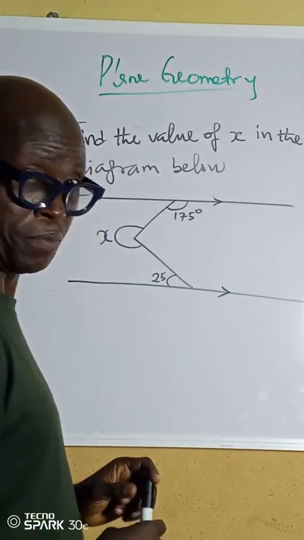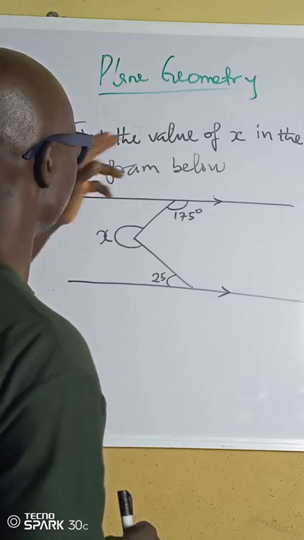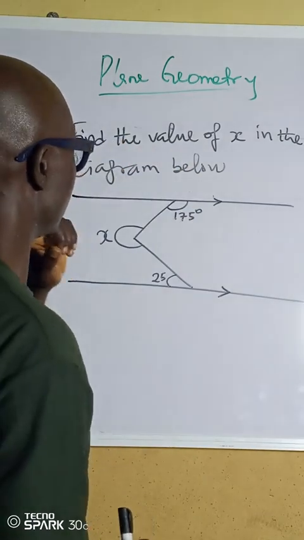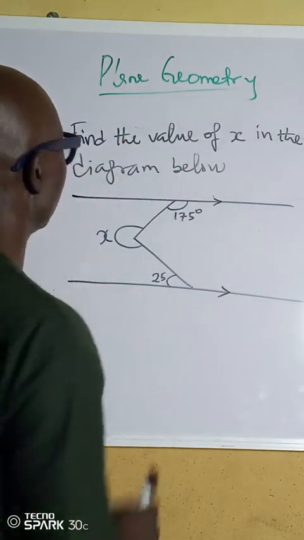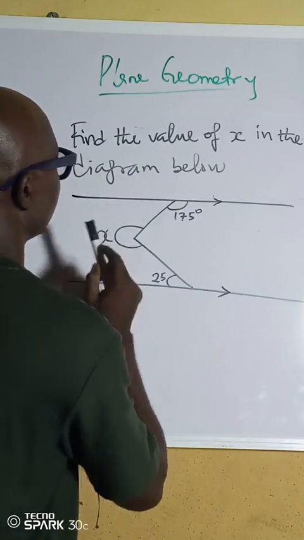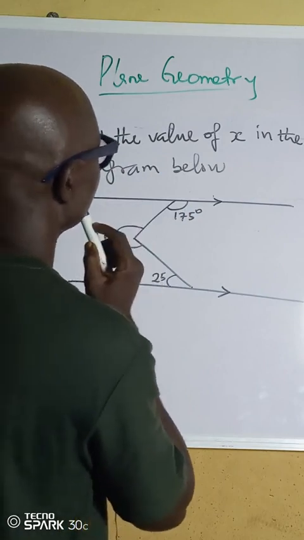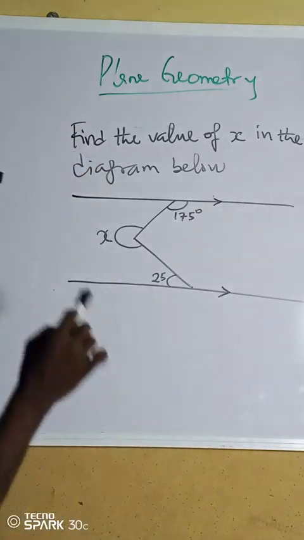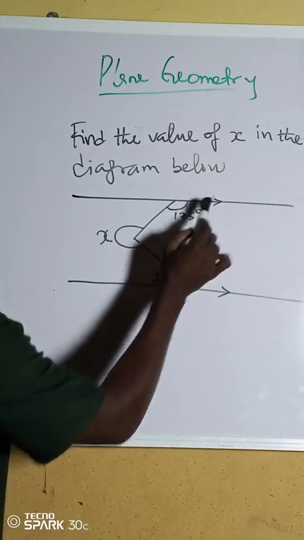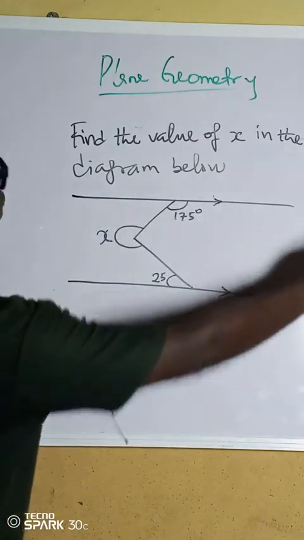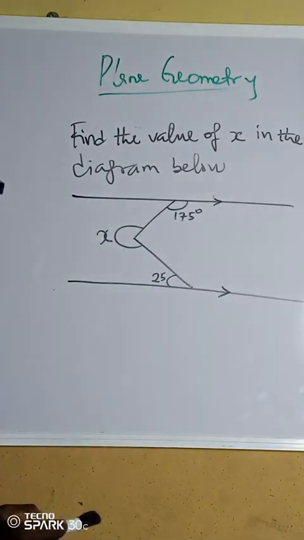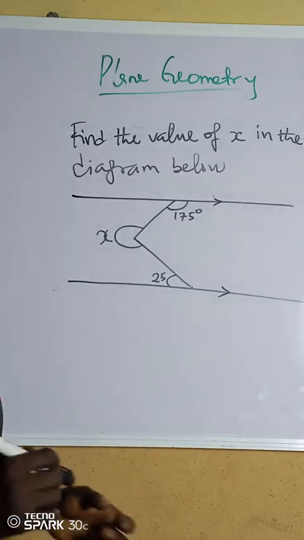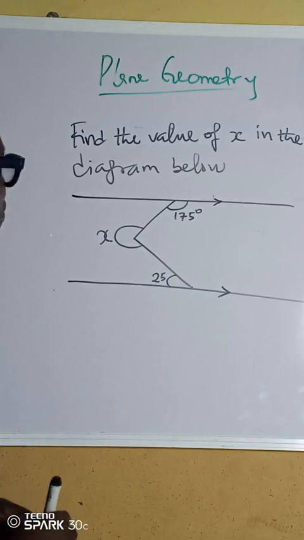With the question on the board, find the value of x in the diagram below. We are looking for the value of x, this angle, okay? But these two lines are parallel. This arrow is showing us that the two lines are parallel to each other. And you know two parallel lines cannot meet.